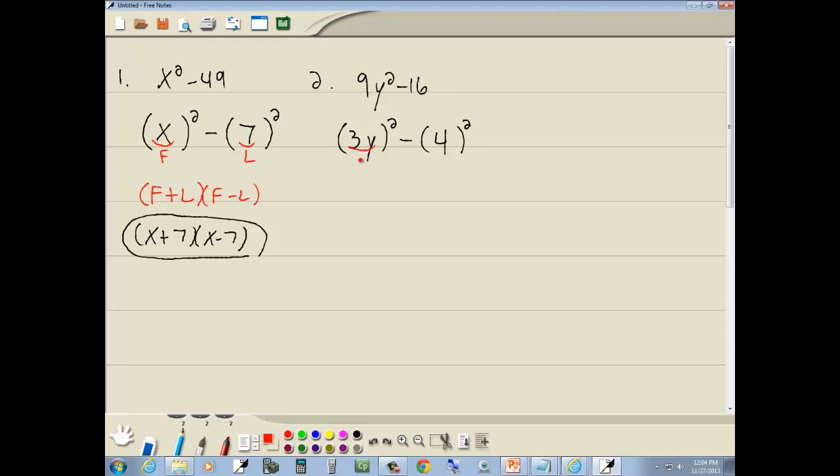Again, I'm going to label what's inside my first set of parentheses as f for first. What's in my last set of parentheses is l for last. This is just a formula. F plus L times F minus L. Now everywhere we have an F, we'll plug in 3y. Everywhere we have an L, we'll plug in 4. So we got 3y plus 4 times 3y minus 4. And that's our answer.